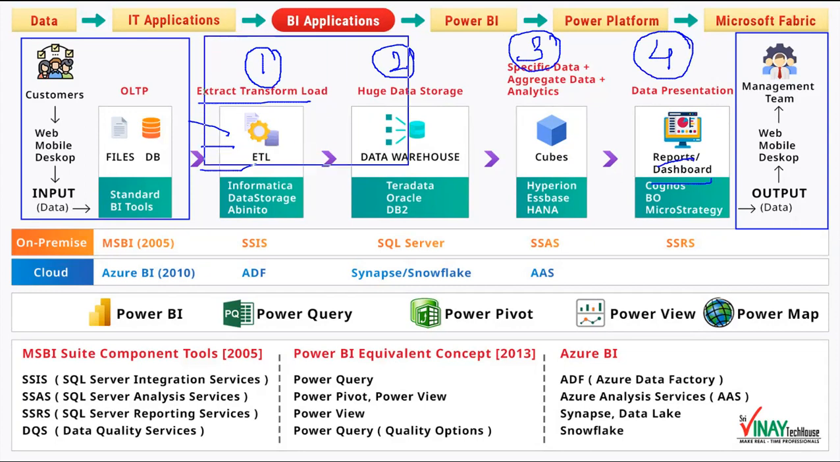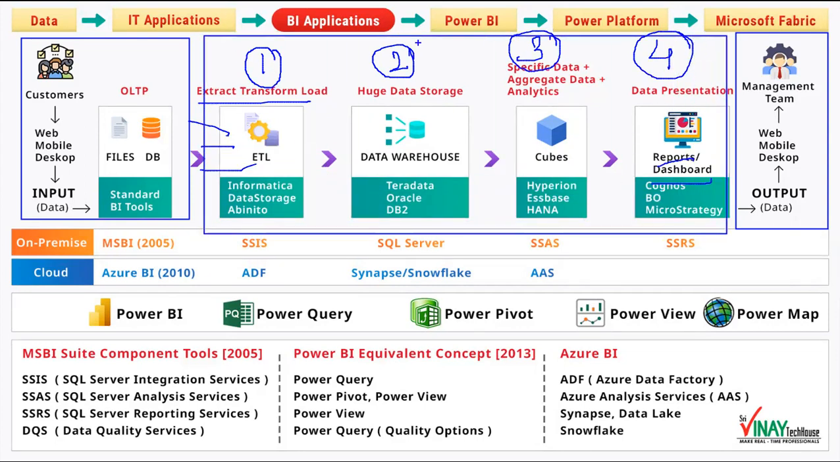So these four areas combination is called BA process. These four areas come under BA process. And this is your business data gathering, business data huge storage, required data taking, required data analysis, and required data presentation. So multiple tools are required: tool 1, tool 2, tool 3, tool 4, if you want to implement this process.